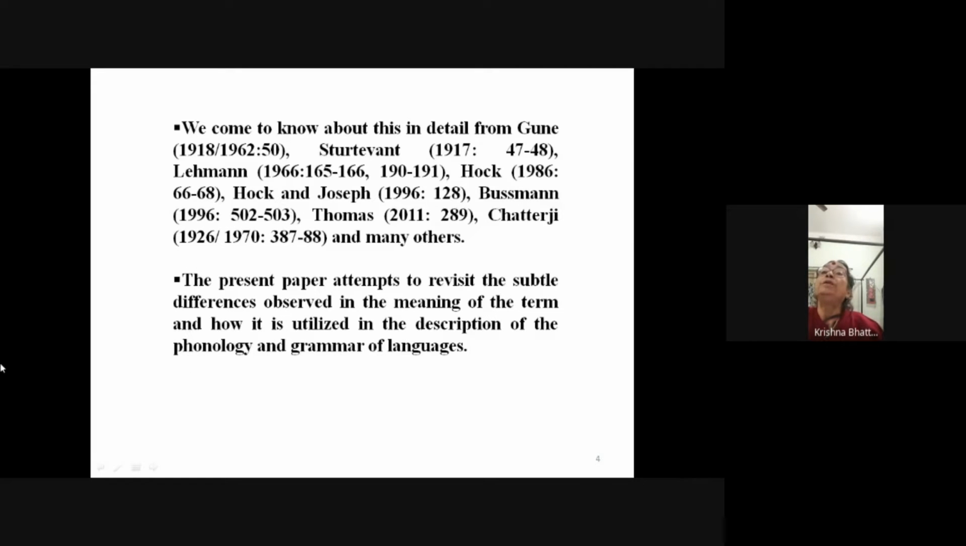We come to know about this in detail from Kuhn, Sathyabhan, Lehmann, Hock and Joseph, Bushmann, Thomas, Chatterjee, and many others. The present paper attempts to revisit the subtle differences observed in the meaning of the term and how it is utilized in the description of the phonology and grammar of languages.